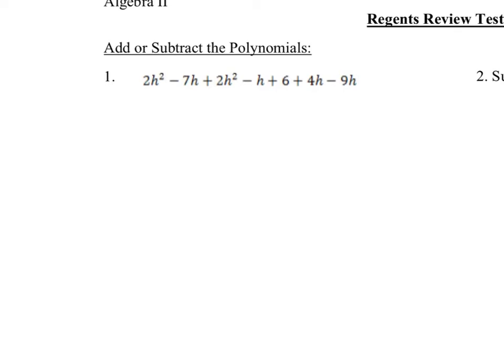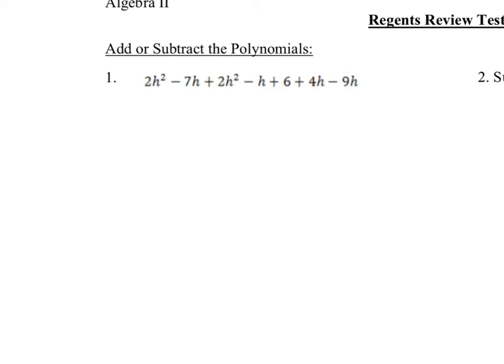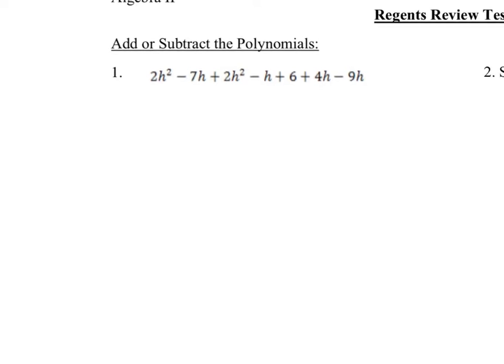The first one is just a simple add like term scenario. So what you want to do is find your like terms, and what you do to find them is find the highest exponents first, and the same letter and the same exponent. So the first one I see is the 2h squareds. So they will combine to a 4h squared.